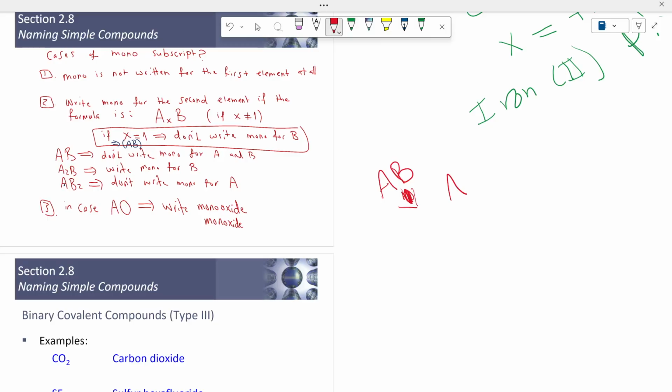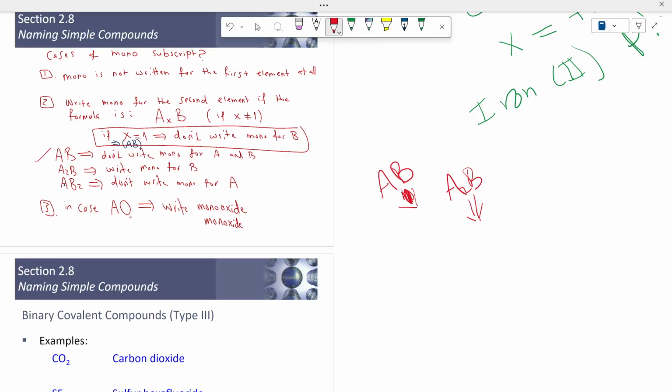While if A is 2 or 3 or 4 or whatever, and B is 1, in this case you should write mono for the second element. Here we gave you examples. A1, B1: we don't write mono for A or B. A2, B1: write mono for B because A is not 1. AB2: we don't write mono for A because it's the first element, so according to the first point, 1 is not written for the first element at all.